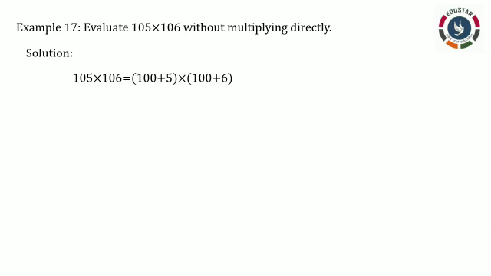Now, see the step (100 plus 5) into (100 plus 6). Can you relate it with any identity? Yes, we can relate it with the fourth identity, that is (x plus a) into (x plus b). See here, compare it with the given sum. In place of x, we are having 100, in place of a, we are having 5, and in place of b, we are having 6.